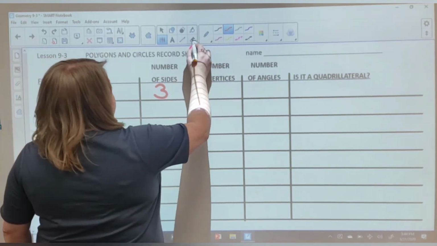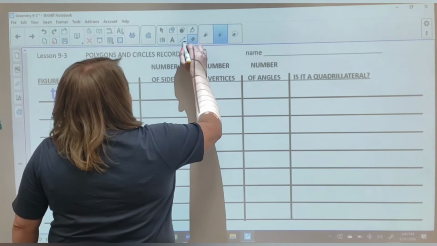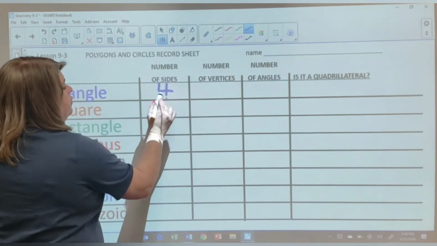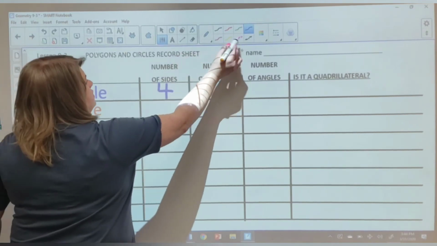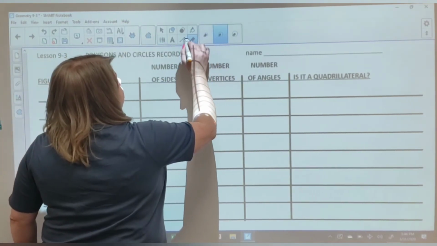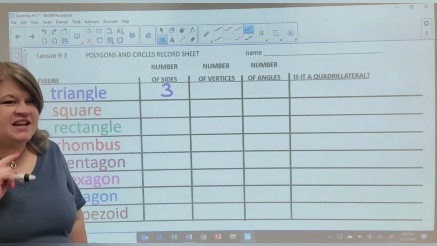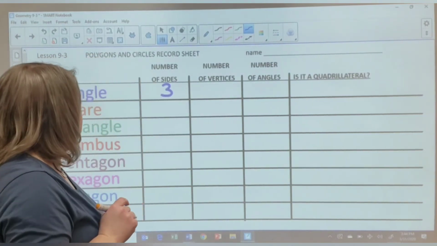And I'm going to actually change colors just because hopefully I can help keep up with you, make it a little easier. Whoa, I did that wrong, didn't I? I'm glad you caught that. 3. The triangle has 3 sides. All right, let's go down.